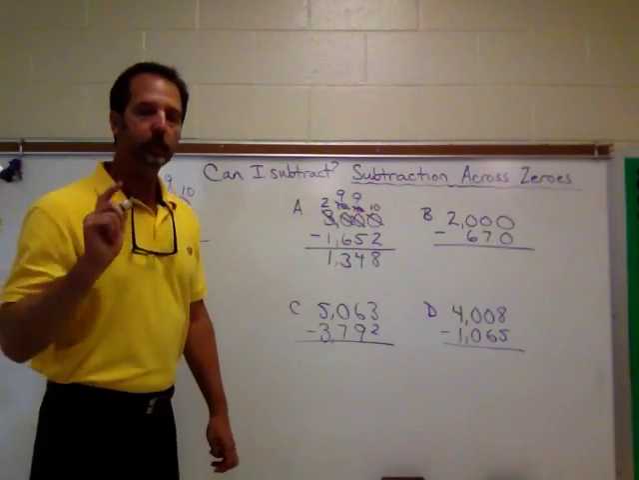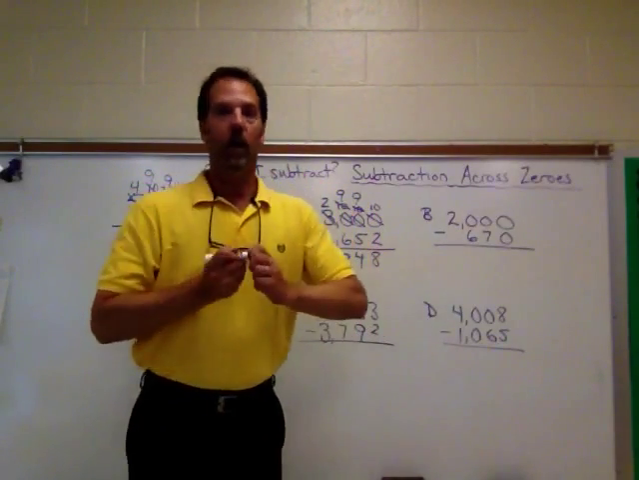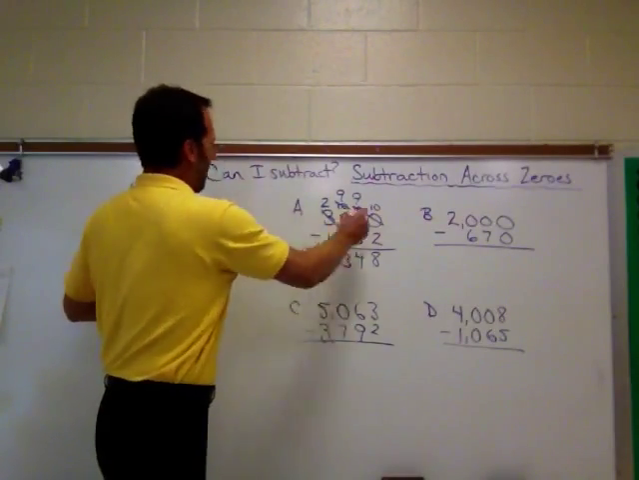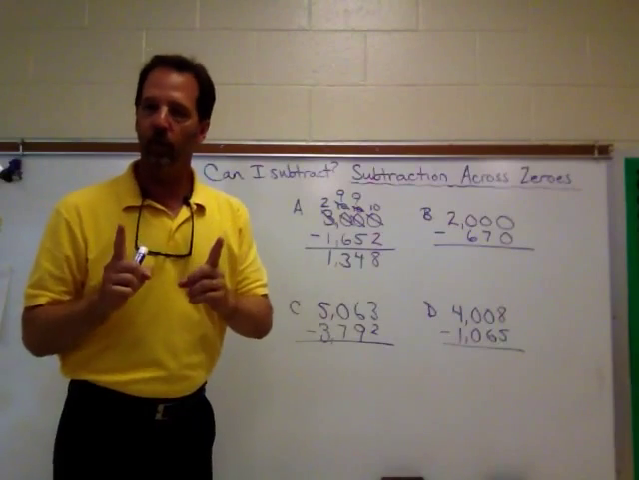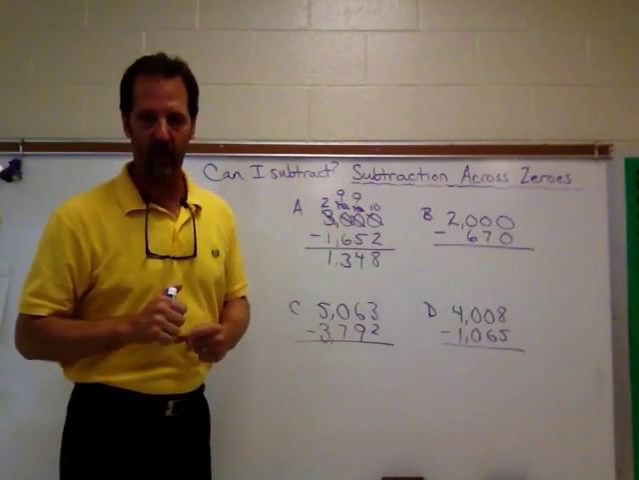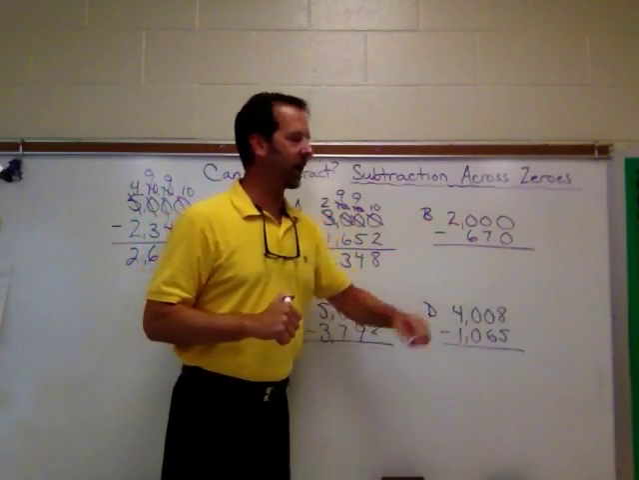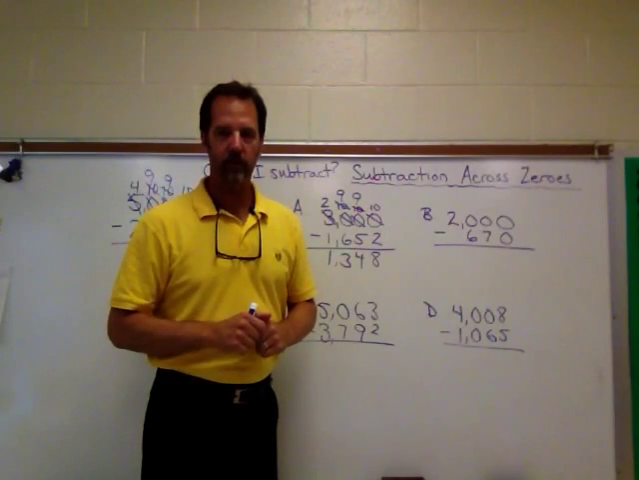Now, please, don't get in the habit of looking at a number and seeing all those zeros and going, oh boy, wham, wham, wham, wham, 10, 9, 10, 9, 10, 9, 10, 9. Don't do it, because what you're going to get is a situation like the next problem over there. In letter B, I have 2,000 minus 670. Look at the ones place.